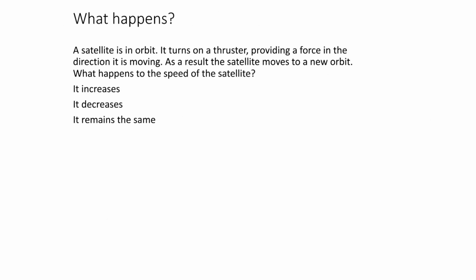Okay, so here's a question. A satellite is in orbit. It turns on the thruster, providing a force in the direction it's moving. So we've got some planet here with some satellite going around it. The satellite's moving in this direction. It turns on a thruster, which gives it a force also in this same direction. So as a result, the satellite moves to a new orbit. And we're asked what happens to the speed of the satellite. Does it increase, decrease, or remain the same?